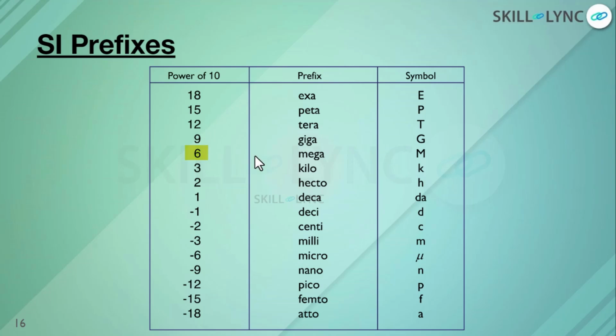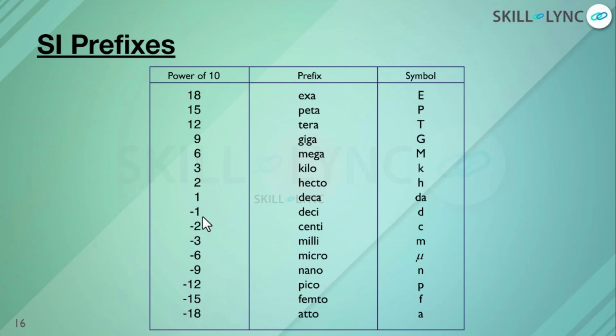10 power 6 has been represented by the symbol capital M and called mega. 10 power 9 is giga, represented by G. 10 power 12 is tera, represented by capital T. 10 power 15 is represented by capital P and called peta. 10 power 18 is exa and represented by symbol capital E.